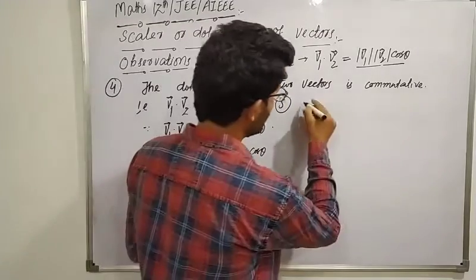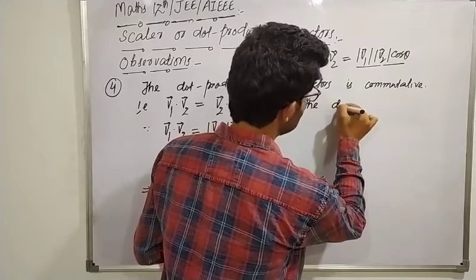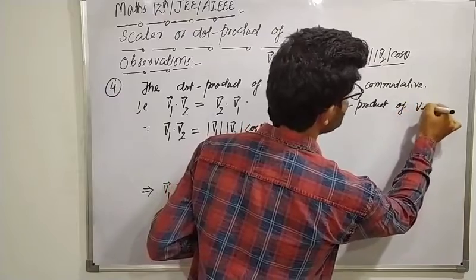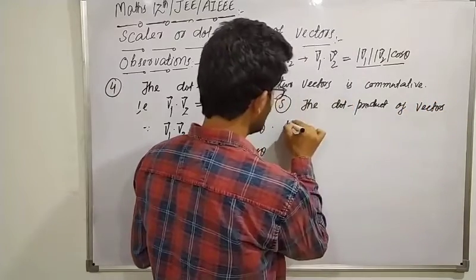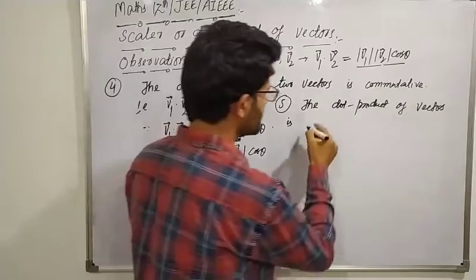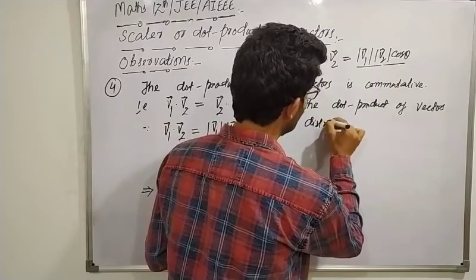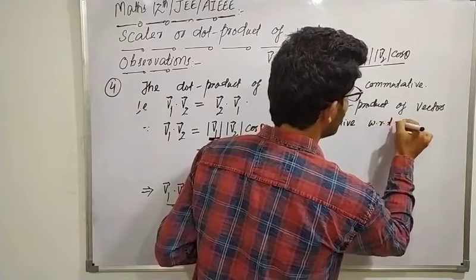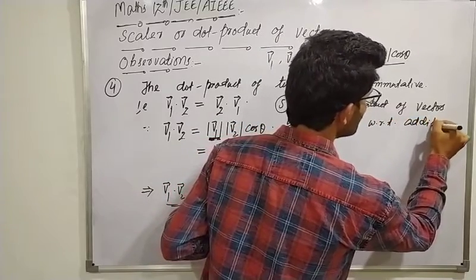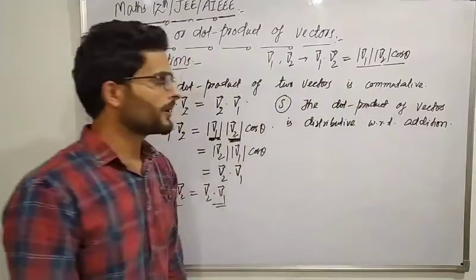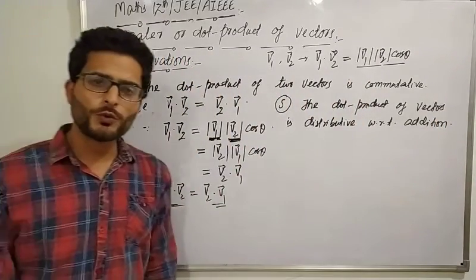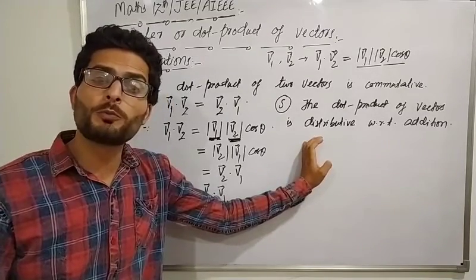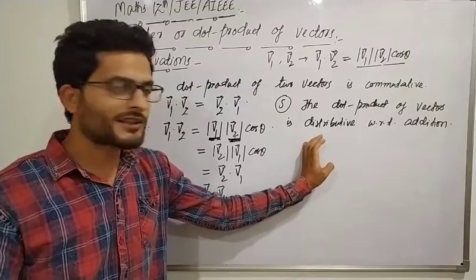Now lies the next observation, and that is observation number fifth. What it says is that the dot product of vectors is distributive with respect to addition. The distributive property applies here, but under the operation addition.